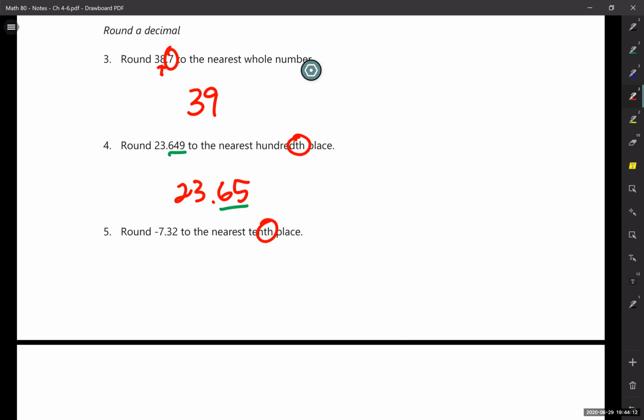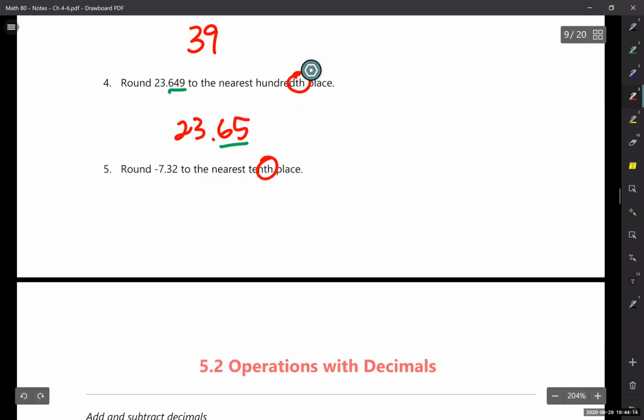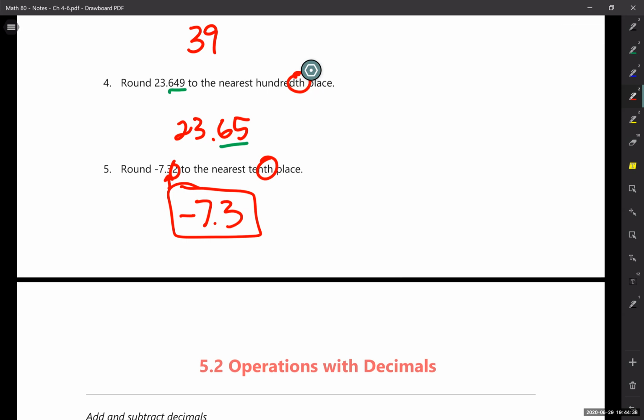Finally, I'm rounding to the nearest tenth. Don't worry about the negative. It's not there to trick us. We're rounding to that space so the 7 and the negative both stay the same. All we're asking is, do we stay with a 3 or do we round up to a 4? And that 2 says stay with the 3, stays the same. So I end up with -7 and 3 tenths.